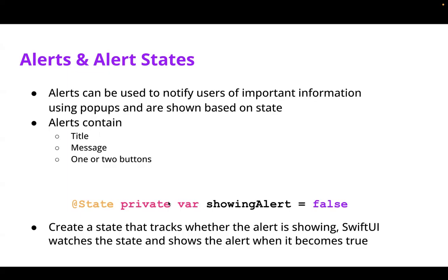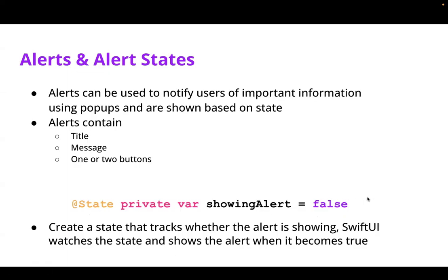And alerts are controlled by using a state variable that tracks whether or not the alert is showing. So SwiftUI will watch this state, and whenever it changes, it'll decide whether it wants to show the alert or not. So in this case, we're defining it as @State private var showingAlert. And originally, it's good practice to set it to false, which means our alert is not showing.